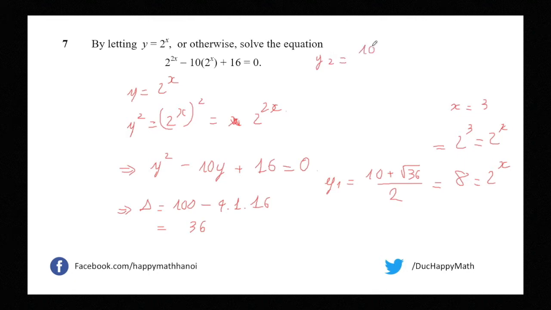How about y2? y2 will be equal to 10 minus square root of 36 over 2. 10 minus 6 equals 4. 4 divided by 2 equals 2, and that equals 2 to the power x. So this one, x will be equal to 1. And after that, you get the two values of x: x equal to 1 and x equal to 3.